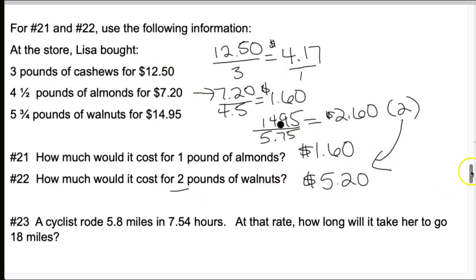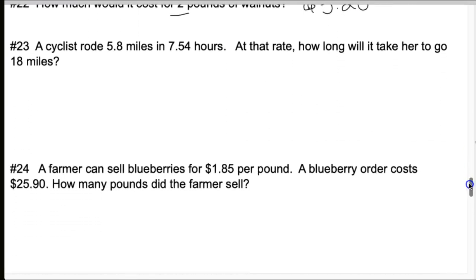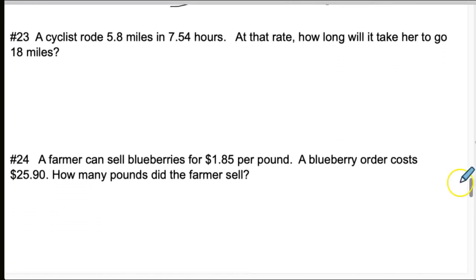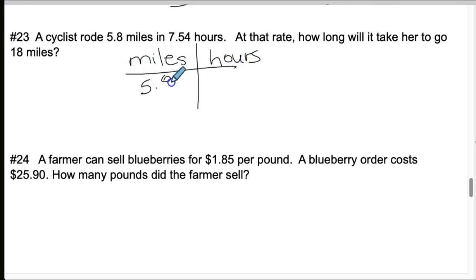Number 23. A cyclist rode 5.8 miles in 7.54 hours. At that rate, how long will it take her to go 18 miles? So if we have miles and hours, and we know the cyclist went 5.8 in 7.54, and we want to know if the cyclist goes 18 miles, how long will that be?